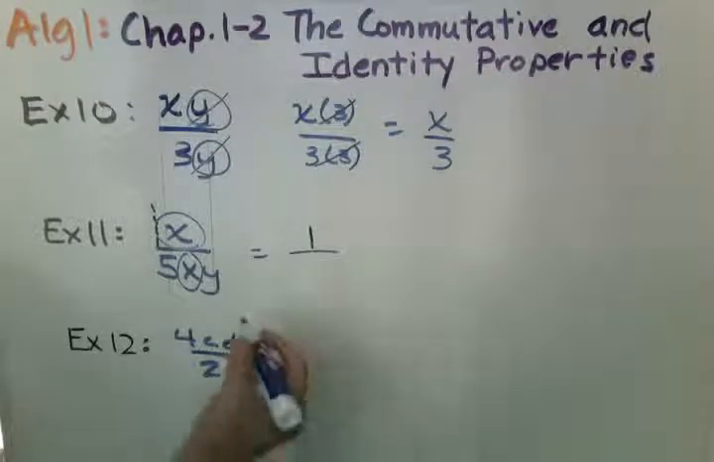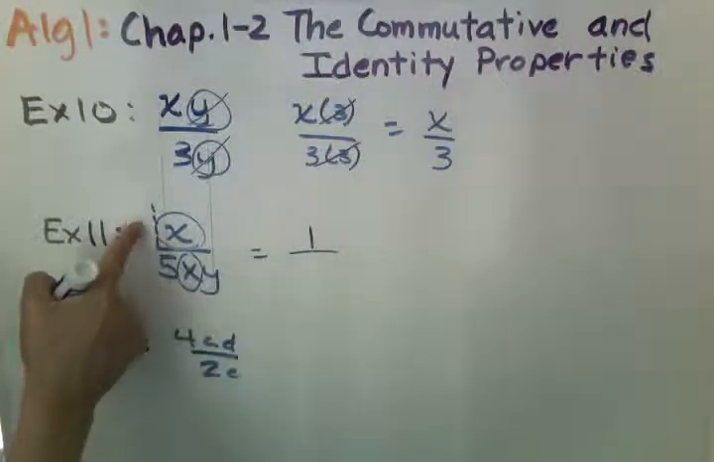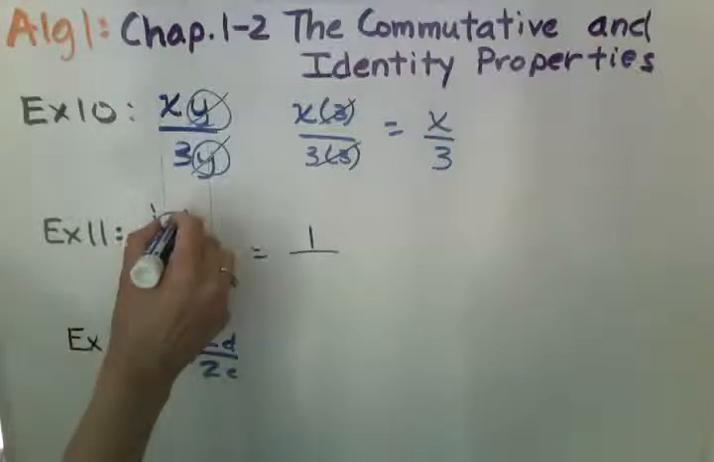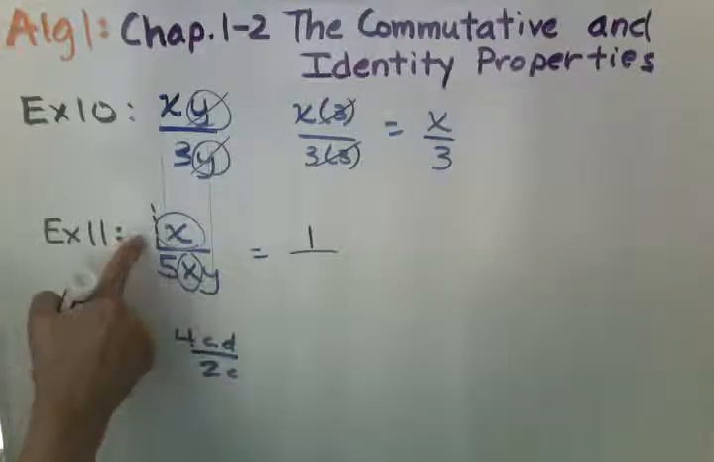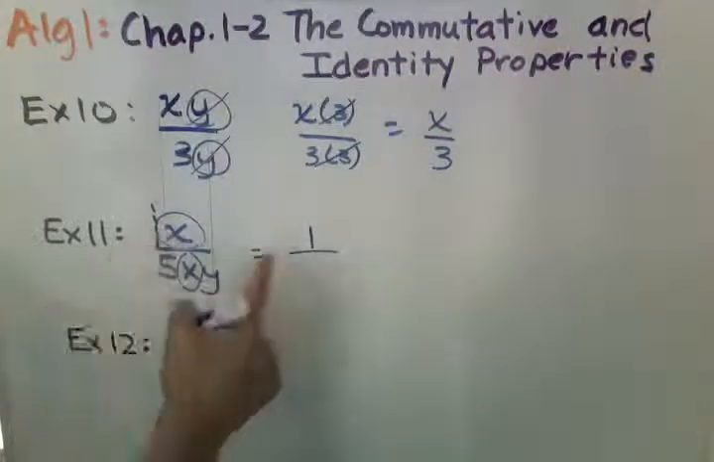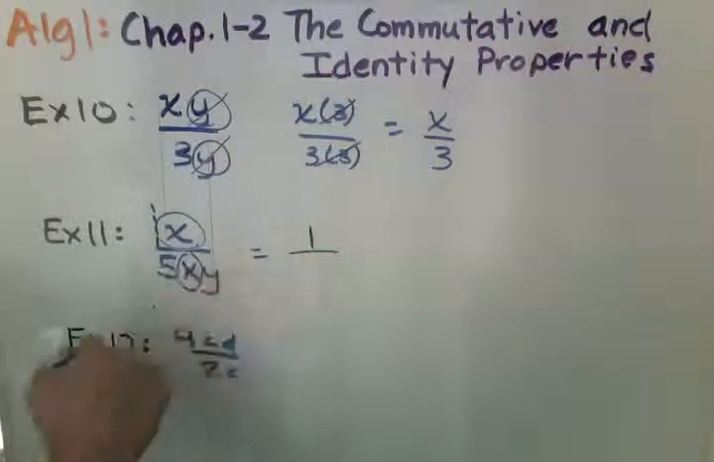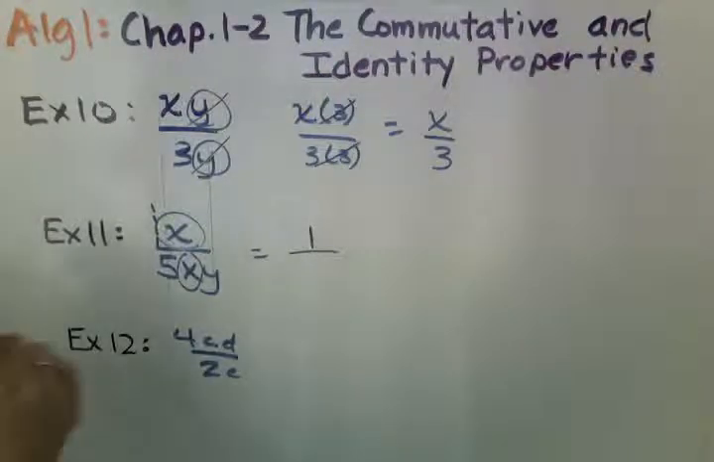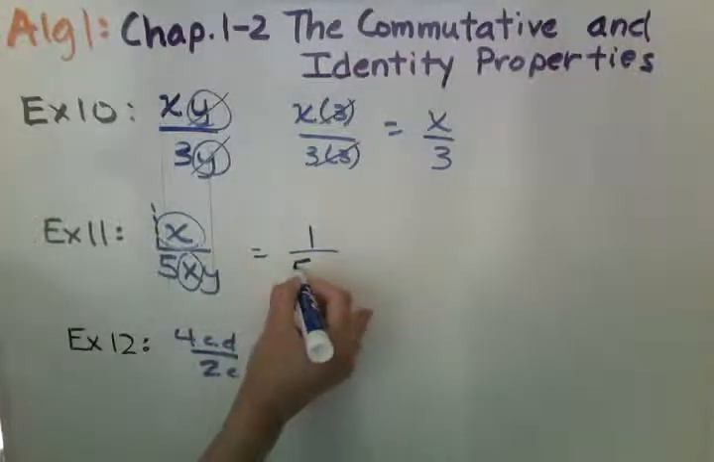So I'll review that again. There's an imaginary 1 times x. Since the x's cancel out, we are left with 1, so that goes here. I've seen many students put 0, but x divided by x is not 0, it's 1. And then we are left with 5y.